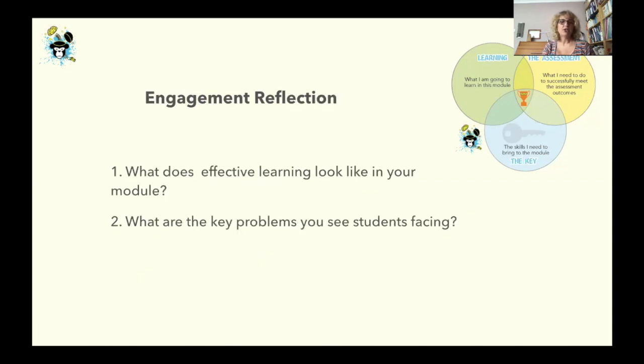Engagement reflection: what does effective learning look like in your model? What would the ideal student who is really engaged with your module look like? And what are the key problems you see students facing? Is this to do with attendance? Is it to do with having the right attitude when in the classroom? Are they able to make mistakes and learn from those mistakes, or are they feeling held back by them?